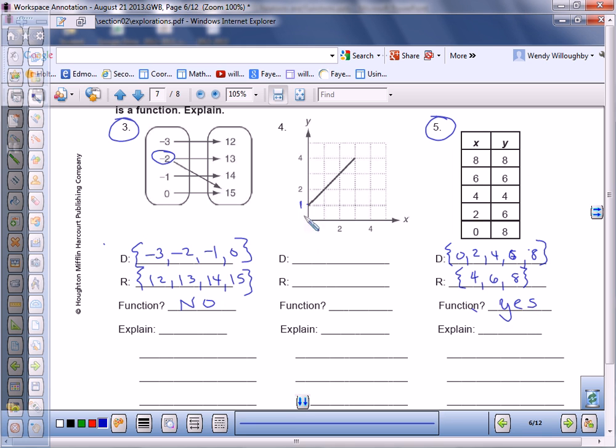Alright. So now I want to go back to number 4. Because number 4 is special. The way we write the domain and range. Now, these are discrete numbers.